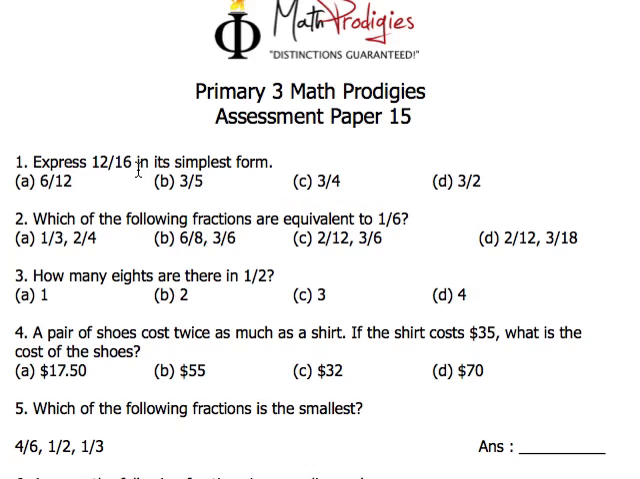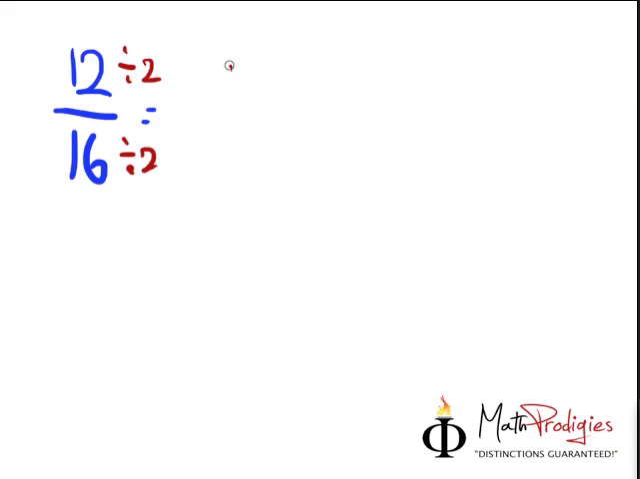Alright, so let's take a look at these questions. It says here: express 12 over 16 in its simplest form. Okay, so 12 over 16 in its simplest form. Now you're probably asking yourself, what do I divide this by? You ask yourself the question, what number can I divide both the top and the bottom by in such a way that I get a number without any left over? So let's try 2. 12 divided by 2, can I get a number? Yes, I can. How about 16 divided by 2? Yes, I can. So 12 divided by 2 gives me 6, and 16 divided by 2 gives me 8.